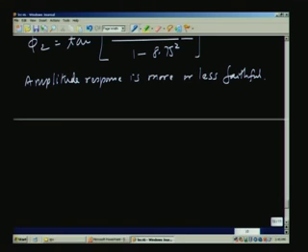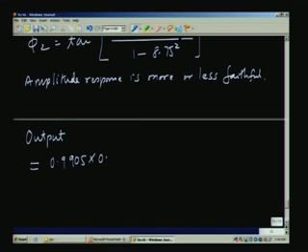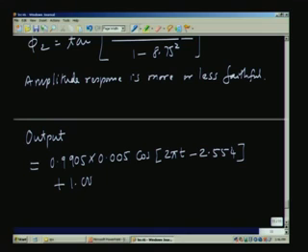But let us look at this. Now, we can write the output in the following form. It will be 0.9905 into 0.005 cosine 2 pi t, this is the input wave, with a phase lag of 2.554 for the first component, plus 1 into 0.0015 into cosine 7 pi t minus 2.981.